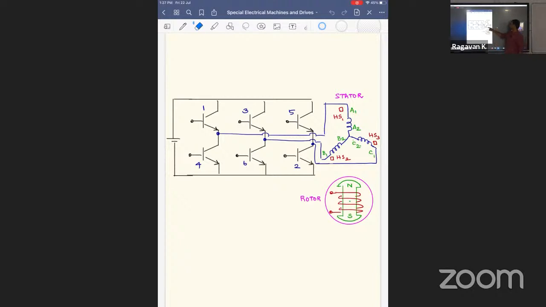So these are the three windings. Why do we go for three phase? We can go for any number of phases also.